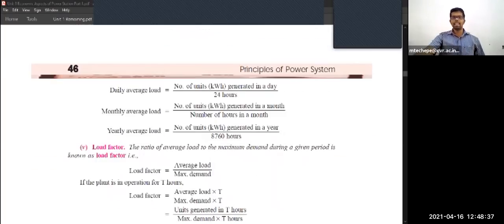So we see daily average load. Daily average load is nothing but the number of units, kilowatt hours, generated in a day divided by 24 hours. Monthly average load is the number of units, in kilowatt hours, generated in a month divided by the number of hours in a month, that is 24 hours in a day into 30 days. So 24 into 30, like that. Weekly means 24 into 7. Yearly average load is the number of units generated in a year divided by 8760. 8760 is nothing but 24 into 365. If you multiply, it will come to 8760. So this is the average load, or average demand.